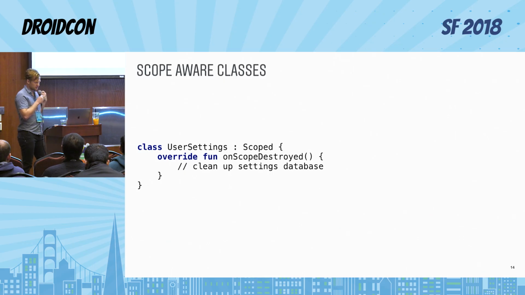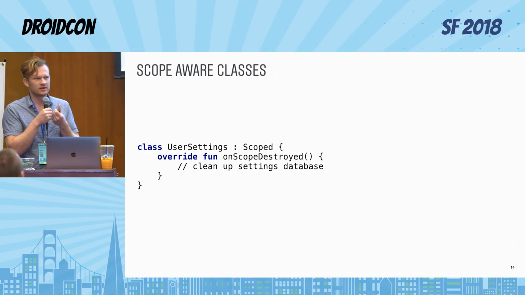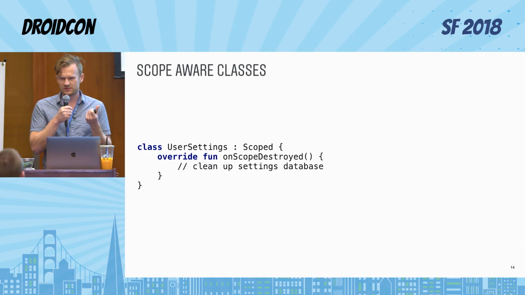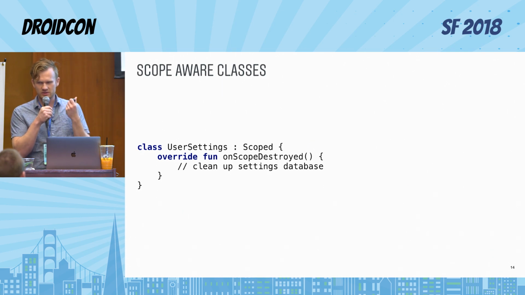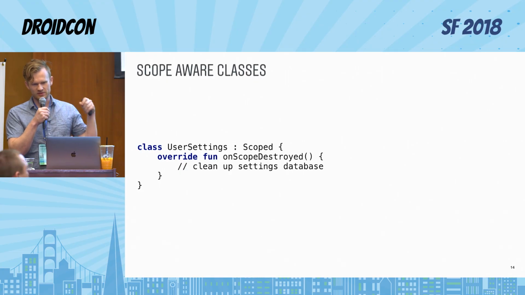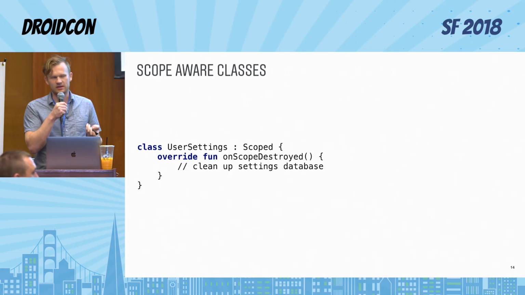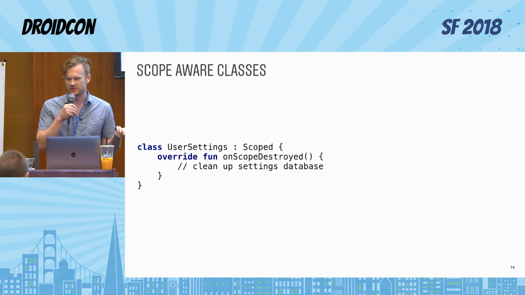The important addition to configuration is that every class that is scoped can also be scope aware. So let's say when you log out, you want to clean up some expensive resource that the user settings class has used. In this case, you can implement the scoped interface. So when the scope is destroyed, you can invoke some, let's say, database cleanup or something.